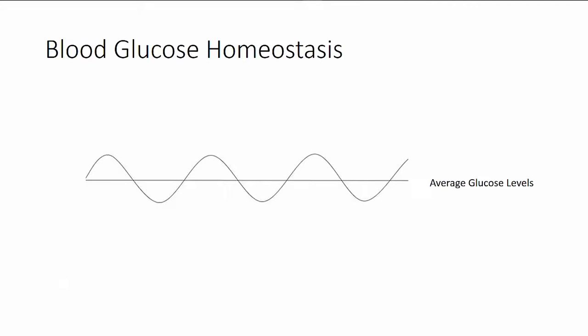This illustration shows how blood glucose changes over time. Notice that when blood glucose is too high, the body sends a signal to lower it, and when the blood glucose is too low, a different signal is sent to raise it. So the glucose levels in the body are adjusted to maintain glucose homeostasis.